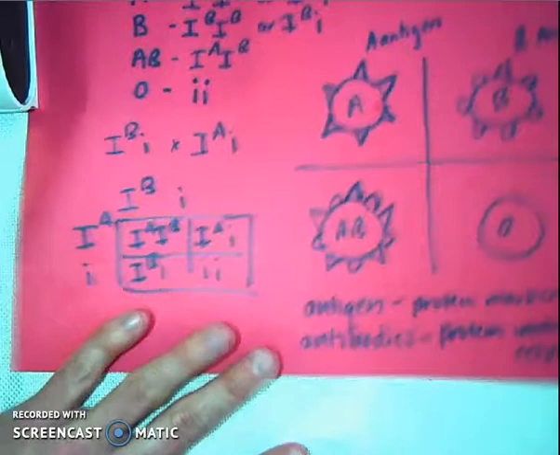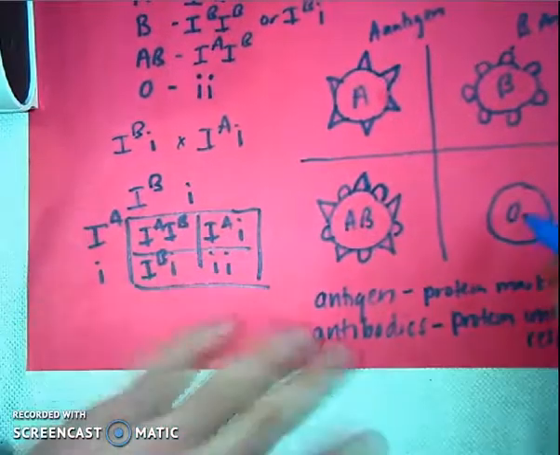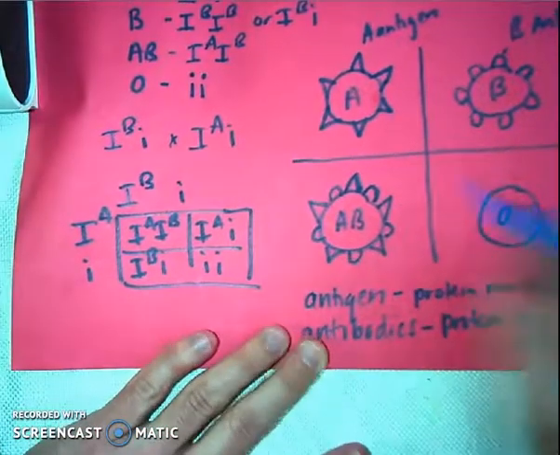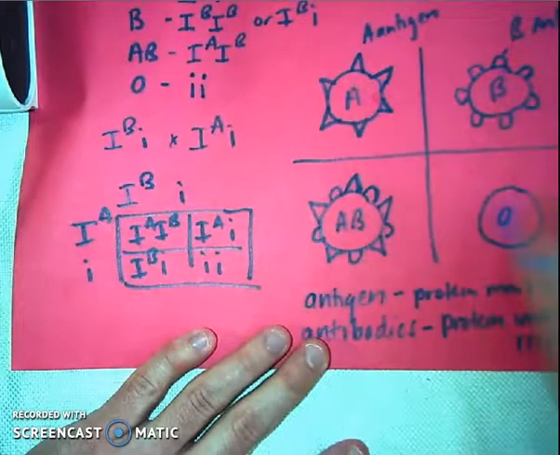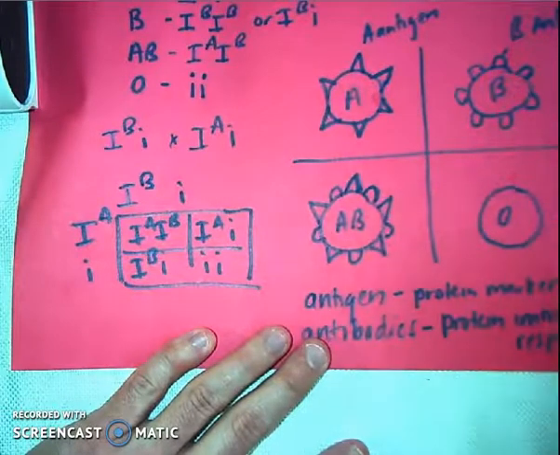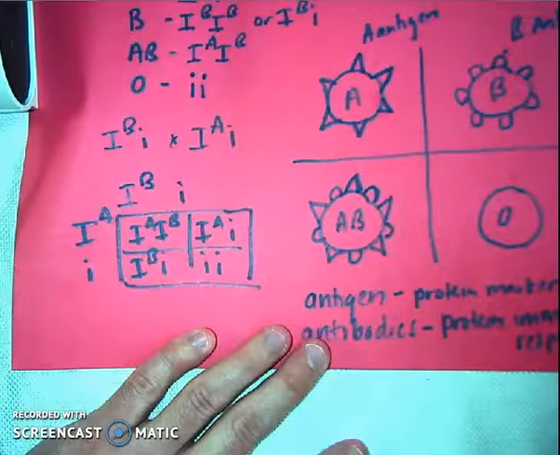antigen. Someone that has an O blood type means that they do not produce either the A or the B. So it is the absence. There are no antigens around the red blood cell at all.